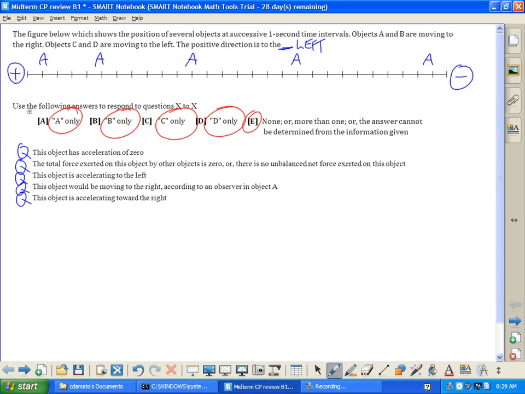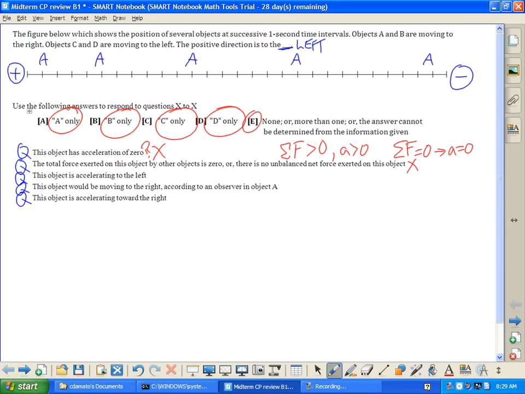So let's see. Could this object be a match for the first question? No, because its velocity is clearly changing. Could it be a match for the second question? No. Why not? Because it has a net force. Yes, and if the net force is greater than zero, can't be that one. Then the acceleration is greater than zero. Net force of zero means acceleration is zero, so it can't be A.